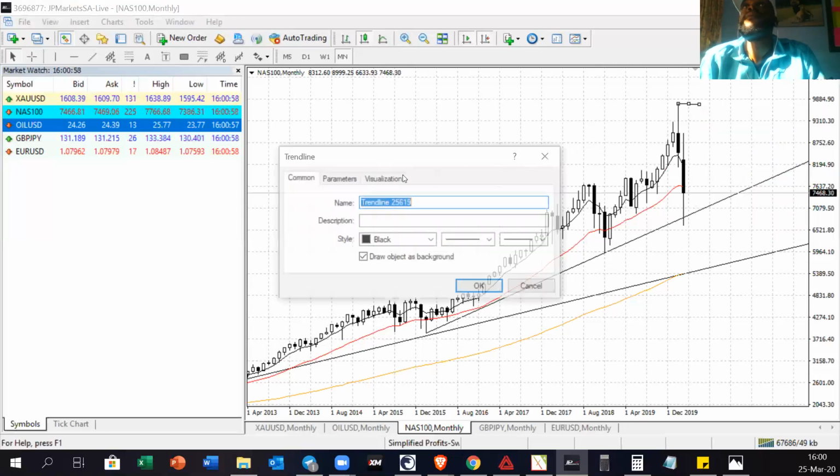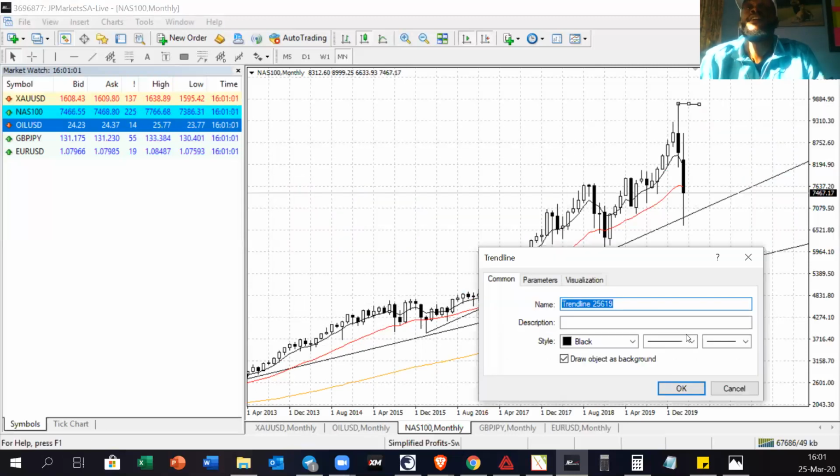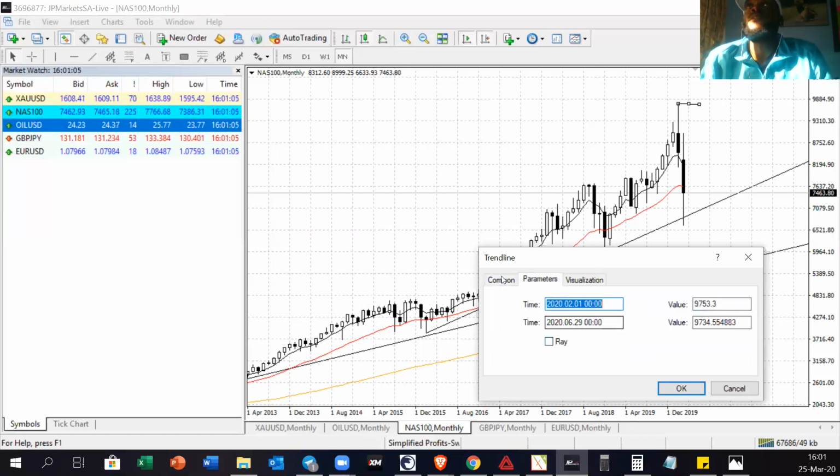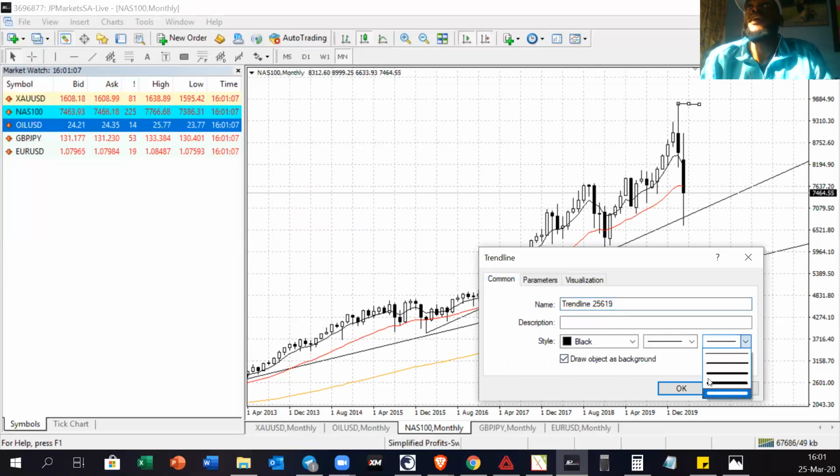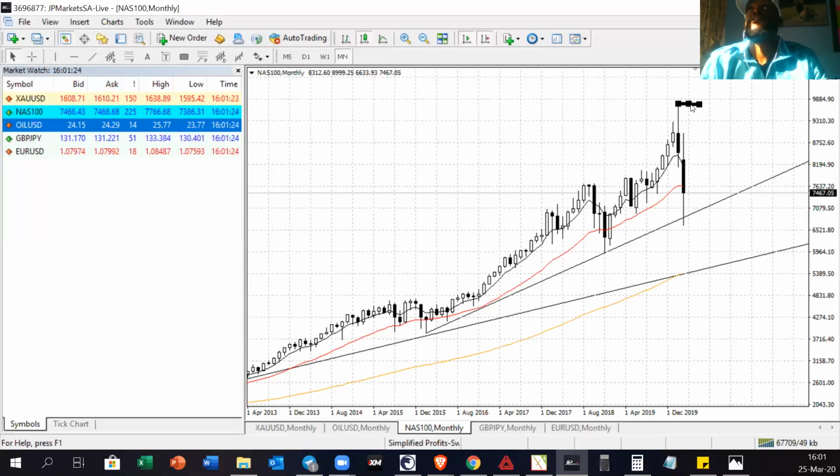And the way you trade any trend is that if you're trading an uptrend, you're anticipating that high to break. And if you're trading a downtrend, you're anticipating that low to break. So this is the previous month's high, 9,700. And then this is the previous month's low.